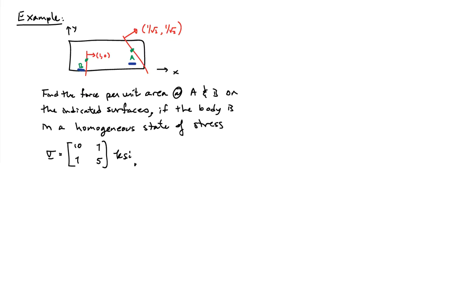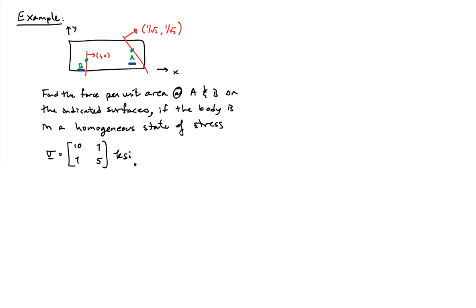So at B we'll have a section cut in the 1, 0 direction, so in the x direction, and at point A we'll have a cutting plane or section cut at 45 degrees. And we'll assume that the body is in a homogeneous state of stress given as follows. So the normal stress in the x direction is 10, normal stress in the y direction is 5, and the shears are 1 and 1, and we know that the shears on orthogonal planes have to be equal to each other, and the units will be ksi, so thousands of pounds per square inch.